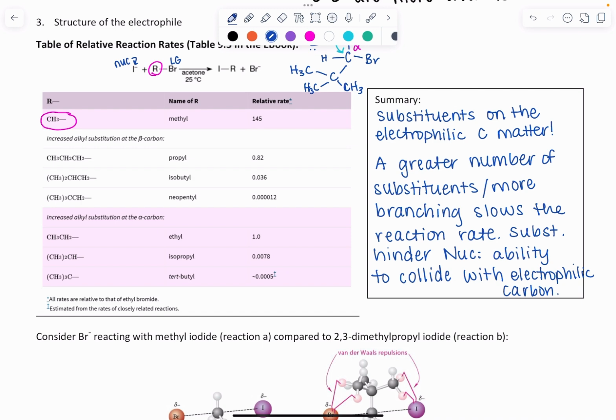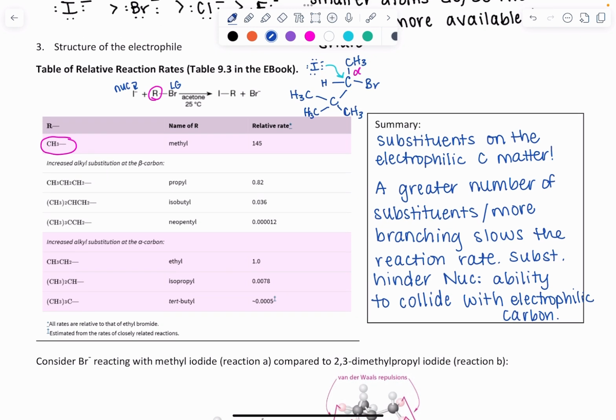Okay, for a reaction to happen, the two reagents have to actually collide with each other, like physically collide with each other. And so the iodine in this case has to collide with that alpha carbon. But if there are more substituents and more branching on the alpha carbon, it will be harder for the iodine to reach that carbon. That makes the reaction happen slower.